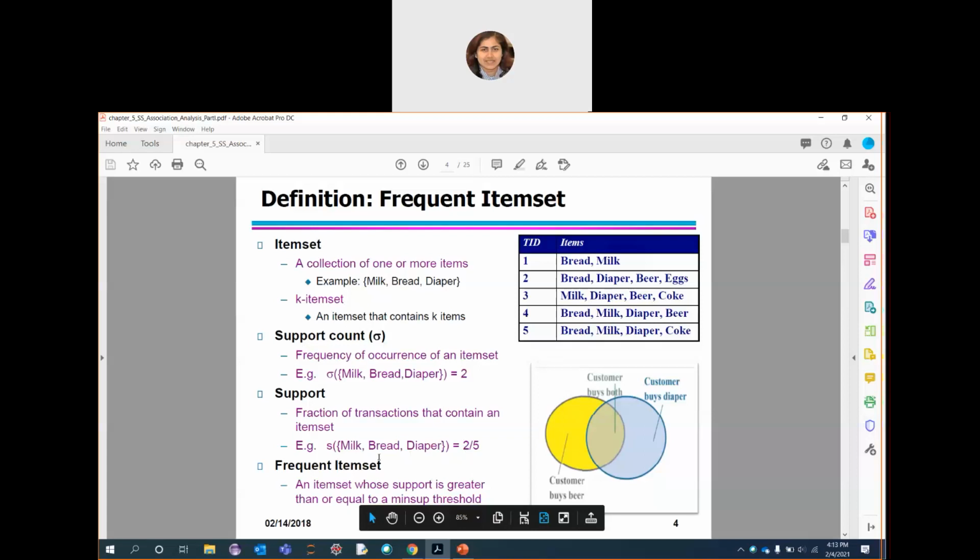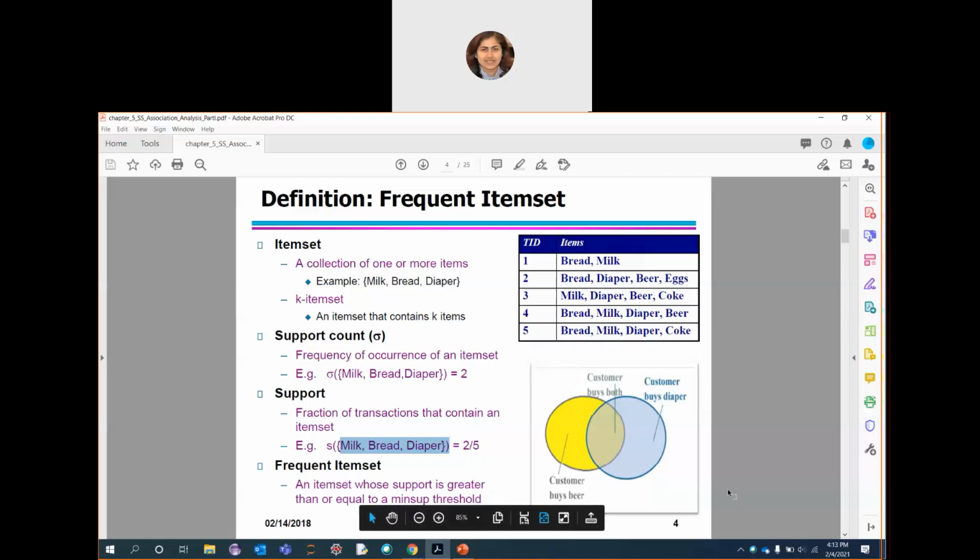And how to find out that? First, you need to consider how many times these 3 items all together appear in the transaction, which we found out like 2 in the first step, that is support count. First you need to determine the support count 2, then it will be divided by the total number of transactions, that is 2 divided by 5, that is your support.